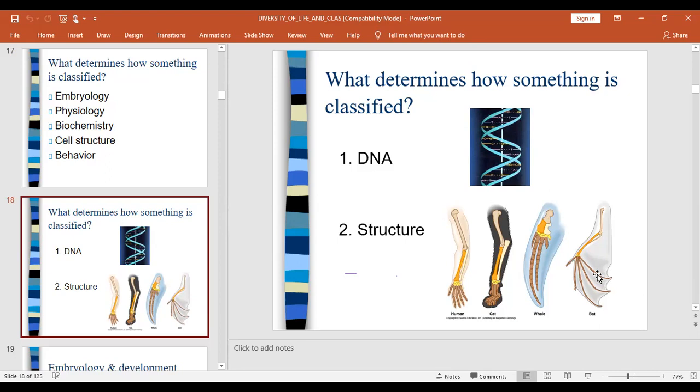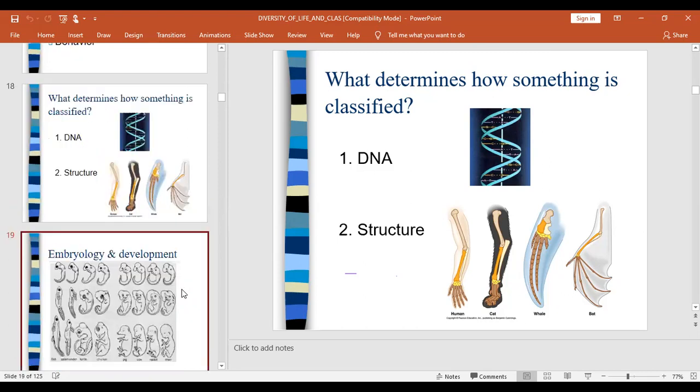Now look at a bat. It also has 1, 2, 3, and 4. So when you look at all of them, they have a pentadactyl arrangement, meaning that structurally we can put human beings, cat, whale, and bats in the same taxa. And that taxa is Chordata, meaning that they have a backbone arrangement.